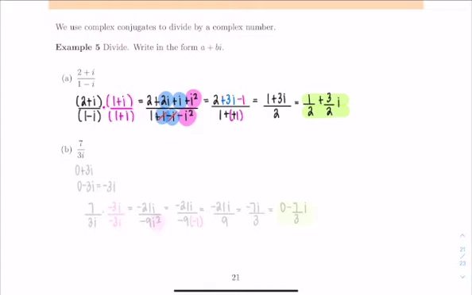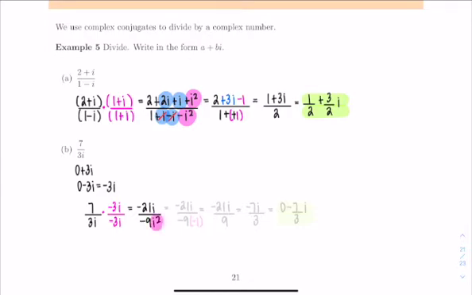Looking at 7 over 3i. You could think of 3i as 0 plus 3i, and so the complex conjugate of it would be 0 minus 3i, or just negative 3i. So we're going to multiply the top and the bottom by negative 3i. So in the top, we're going to get negative 21i, and in the bottom, we get negative 9i squared.